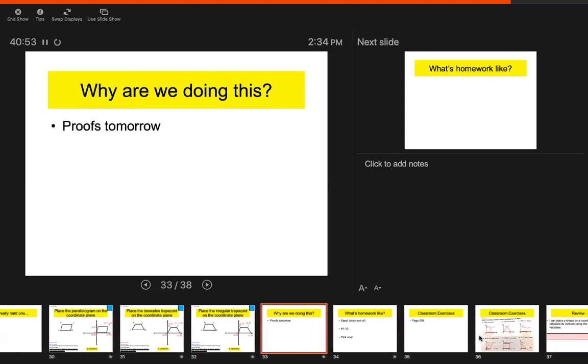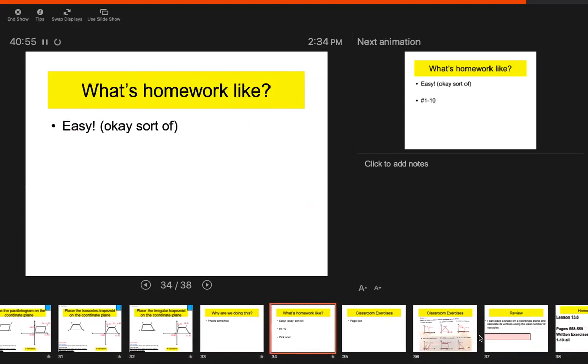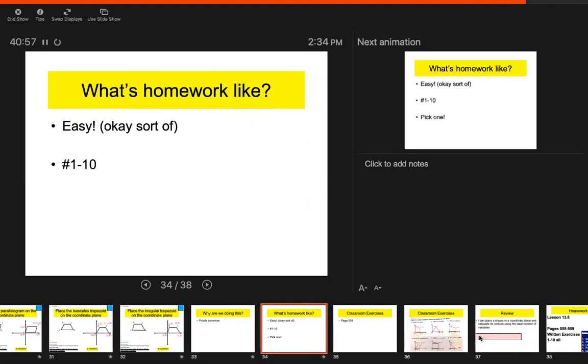Remember why we're doing this: because we're going to do a proof tomorrow. What's homework like? Oh, it's easy, sort of. McKinley, what number are you on? I'm on number 5. Well, that's pretty good. Encountering any problems? Squares tripped me up for a few seconds, but then I figured it out. And remember, we did it just like we did the rectangle. We put its axis of symmetry, or its line of reflection, right on the y-axis.